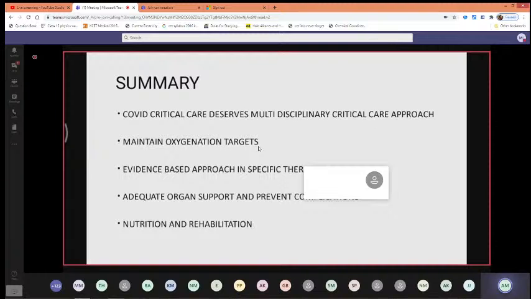There's a definite role for giving organ support and preventing complications. That's where you can make a difference. As we have seen, nothing much works except for good supportive care, maintaining good oxygen targets and steroids. And having said that, last but not least, good nutrition with rehabilitation will go a long way in giving a positive impact on the health of these COVID-19 patients.